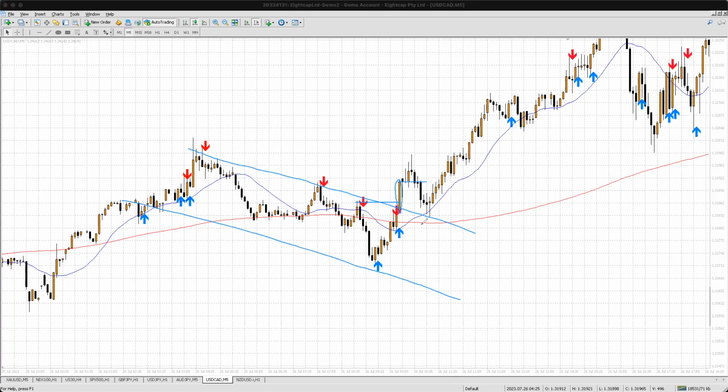So your entry right there, your stop has to go below the swing low. Take profit 1 to 2. Once you're halfway, move stops to break even and let it run.